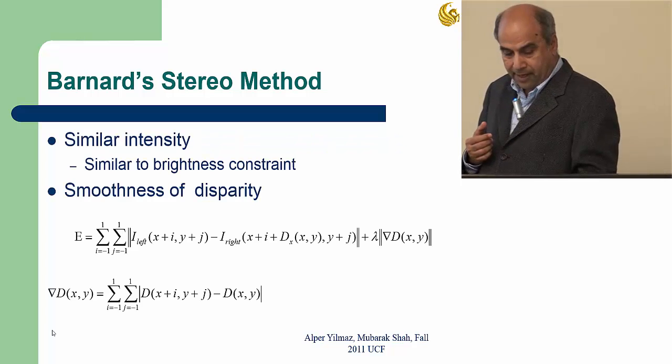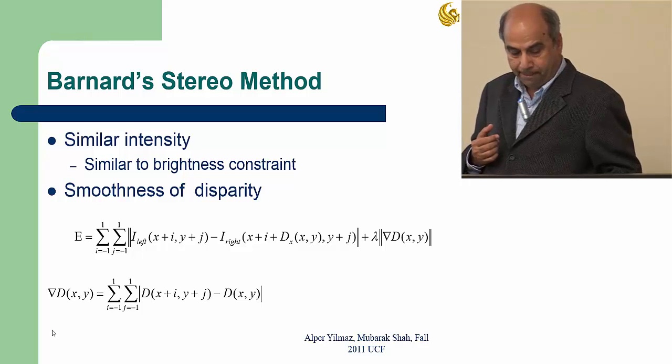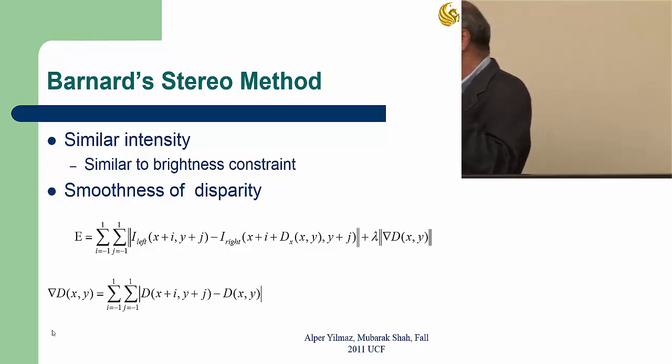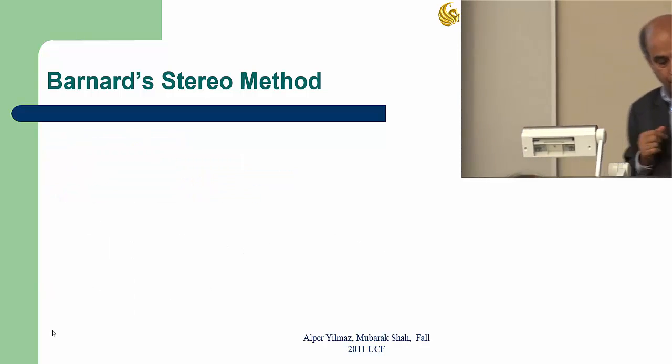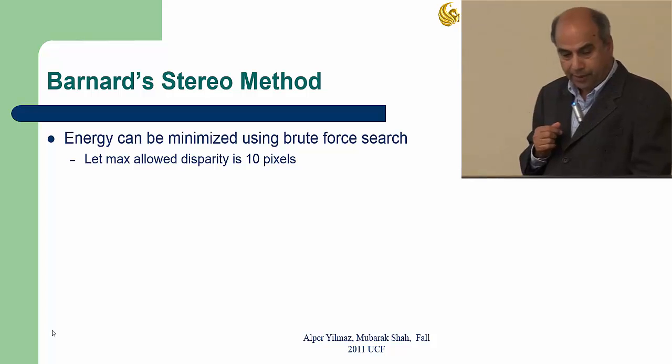So that in a way is energy. We want to minimize this energy E. We want to find the disparity D, which is a disparity map for every pixel. We want to come up with a number such that this is minimized in this definition. So now the question is, how do we do it?